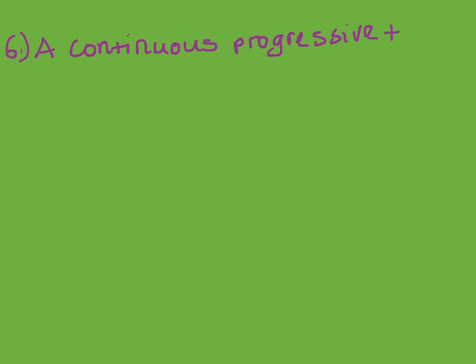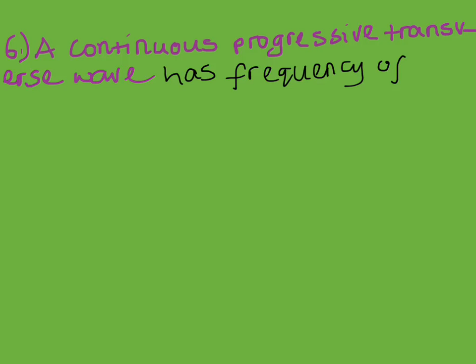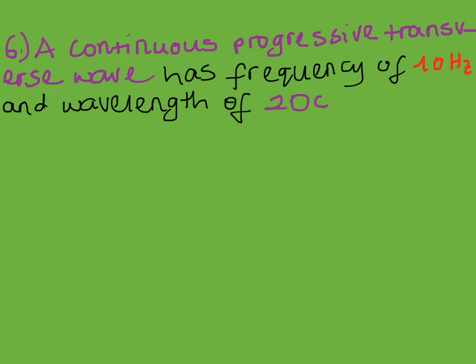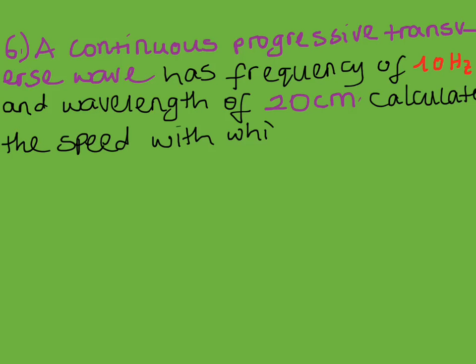Question 6. A continuous progressive transverse wave has frequency of 10 Hz and wavelength of 20 centimeters. Calculate the speed with which the wave travels. What you're asked for here is the speed, and what has been given to you is the frequency and the wavelength. So what you do is you check for the formula that applies the frequency and the wavelength, and you use the formula to calculate the velocity.